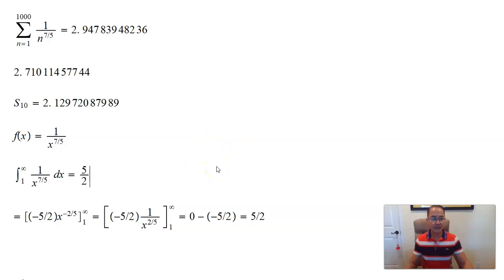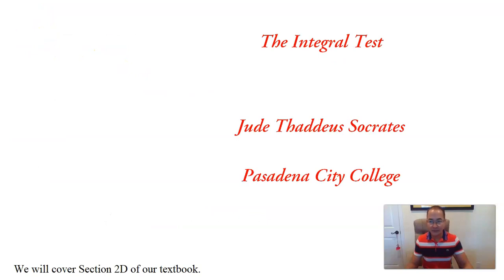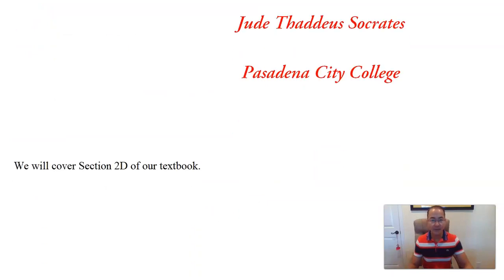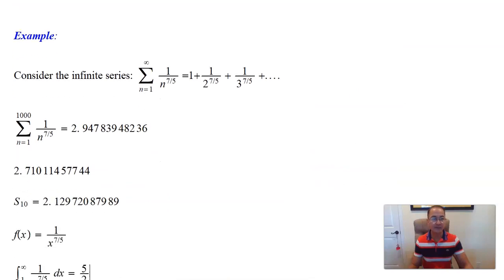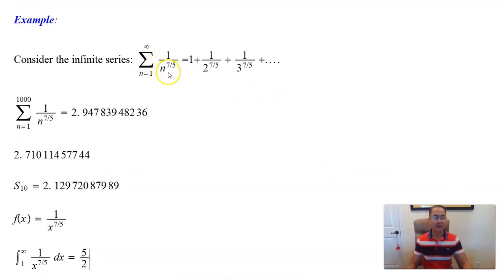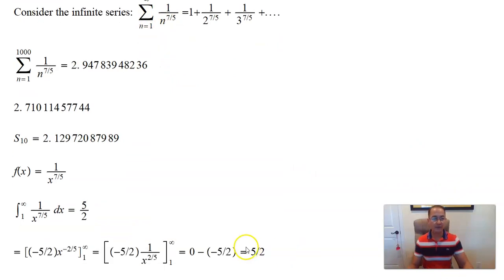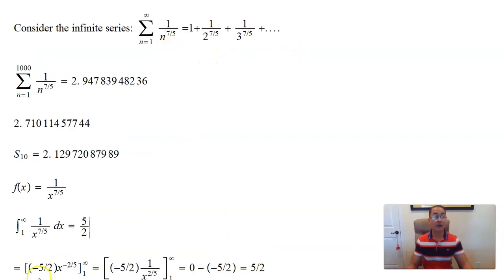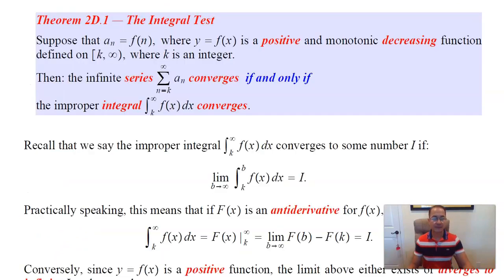So the integral test says that this, I'm sorry, let's go back to the infinite series. Whoops, not all the way there. Let's go right there. Summation 1 over n to the 7/5. We integrated 1 over x to the power 7/5, and we found out that it converges. So according to the integral test, the infinite series summation 1 over n to the 7/5 also converges. All right, so we demonstrated that theorem, and now let's see why it's true in general.